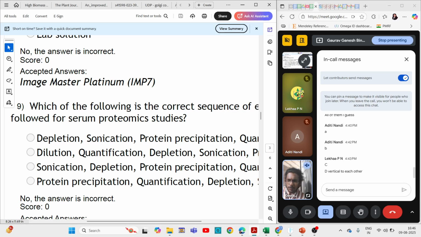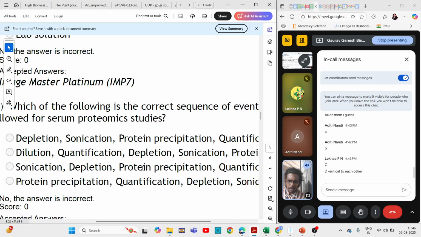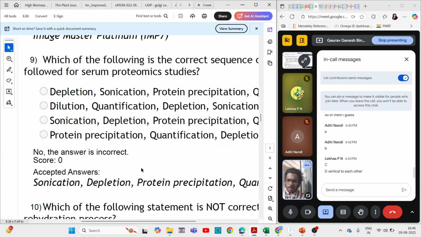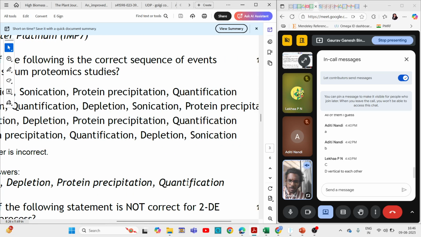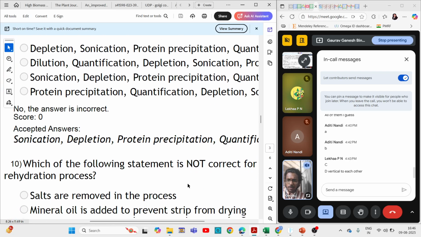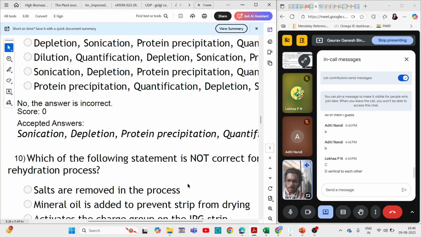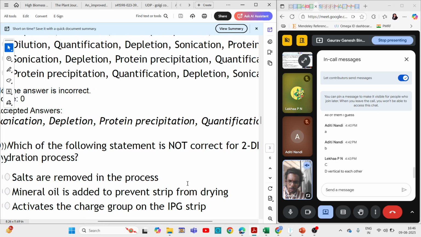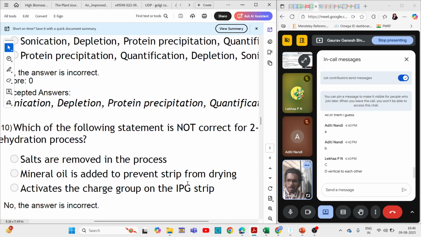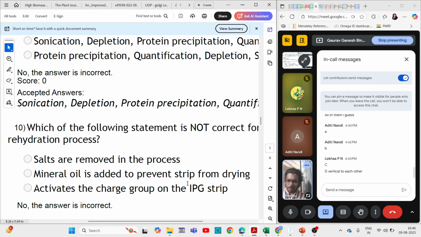Yes. You all are confused? So first you will lyse the cell, right? You will sonicate the cells first, then depletion, then protein precipitation, and then quantification. So it's sonication, depletion, protein precipitation, and quantification. Which of the following statements is not correct for the 2D gel rehydration process? So for the rehydration process, which one is not correct?